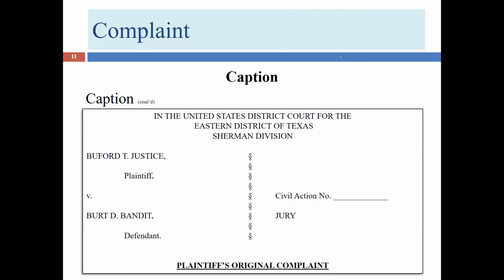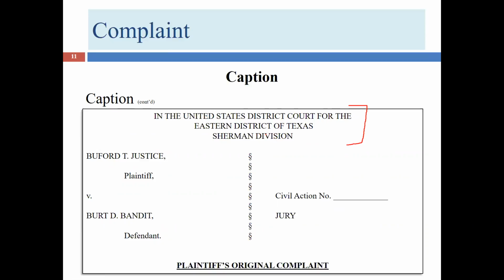And here's an example of a caption. And you can see we have the court up here. This is not where you see the court in a Texas state court matter. So if you've been used to dealing with Texas state court matters, this is a different paradigm.